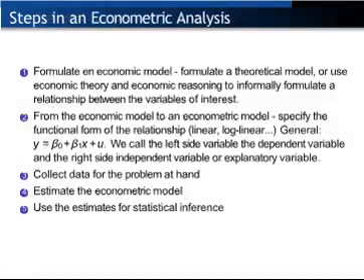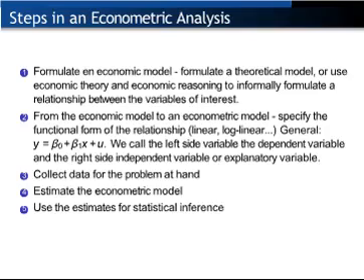Steps in an econometric analysis. Number 1 is to formulate an economic model: formulate a theoretical model, or use economic theory and economic reasoning to informally formulate a relationship between the variables of interest. Number 2 is to go from the economic model to an econometric model. Specify the functional form of the relationship, linear or log linear. In general, y is equal to beta naught, which is the intercept, plus beta 1, which is the slope coefficient, multiplied by x, plus mu, which is the error term.